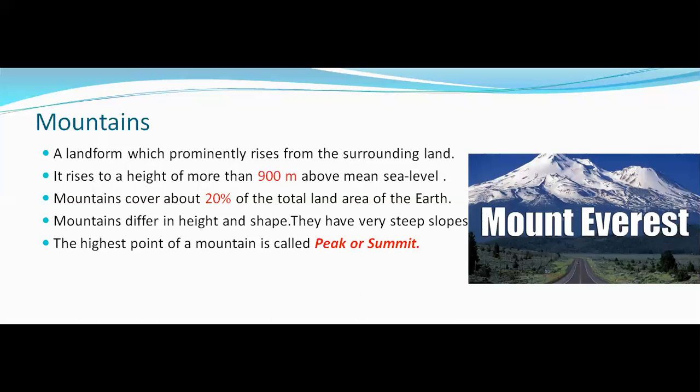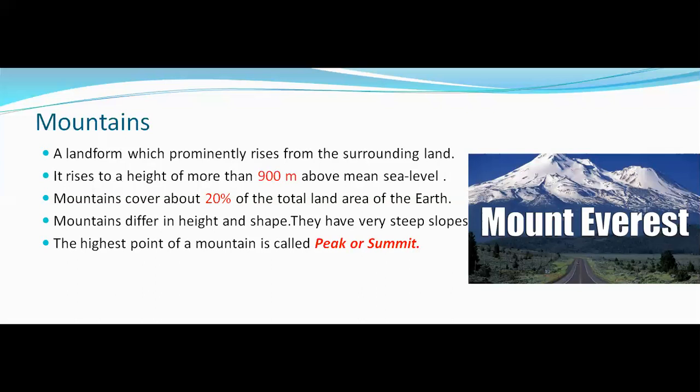Okay. So the mountains cover about 20% of the total land area of the Earth. How much percentage, children? 20% of the total land area. How much land percentage do we have in total on the Earth? We have 29%. When this 29% is considered to be 100%, how much percentage do mountains consist of? 20%, of the total land area on the Earth.